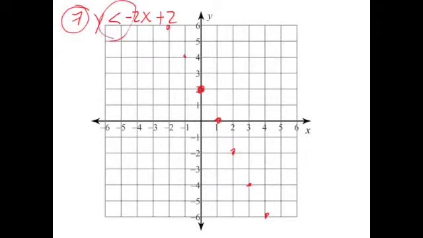Okay, and this is simply less than, so it can't be equal to. We're going to make our line dashed instead of solid like I started there. We're going to have a dashed line.